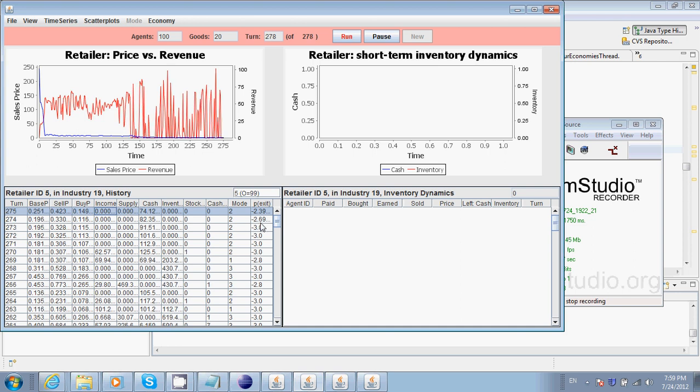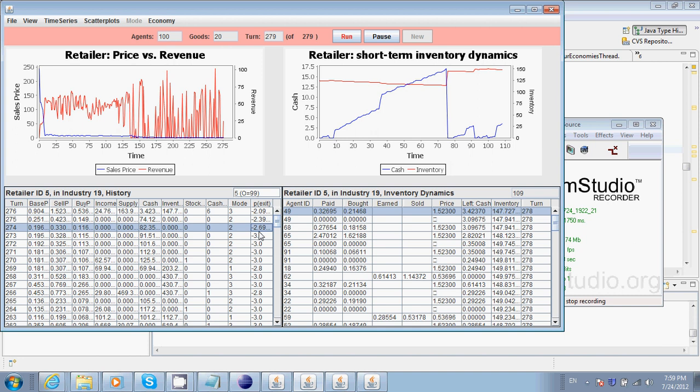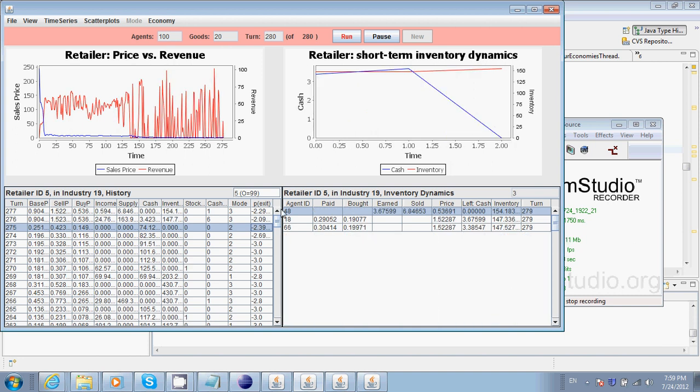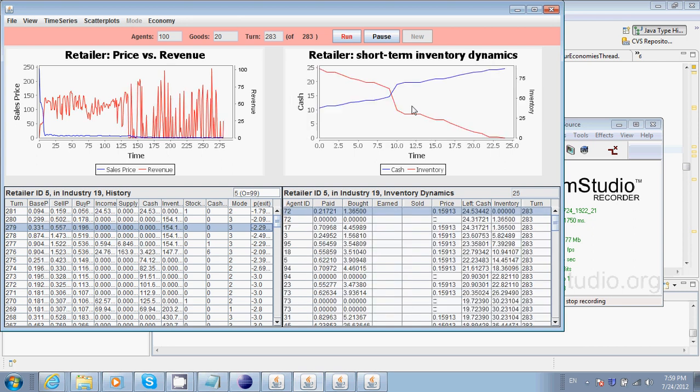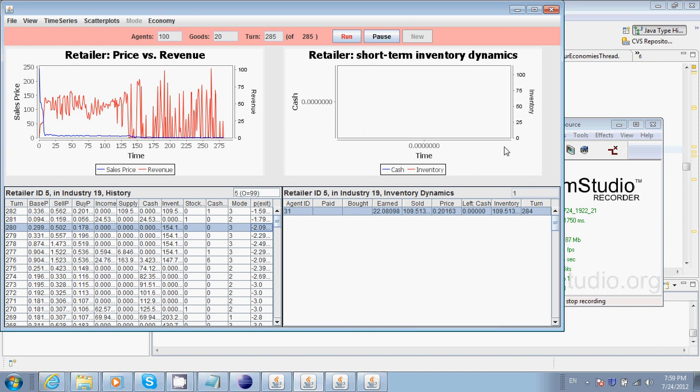You see, this is the probability of his leaving. If this becomes positive, he's going to start considering leaving this particular market. And so he must be competing with somebody. He's having trouble finding a price where he can actually sell goods. So you see here he's running into inventory problems. His inventory ran down. He ran out.